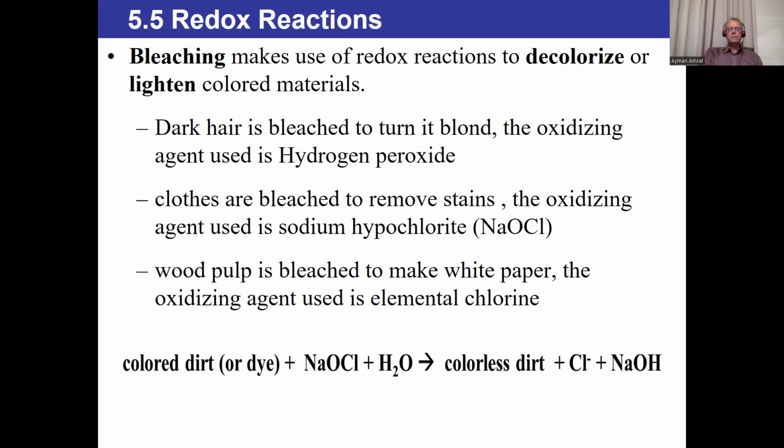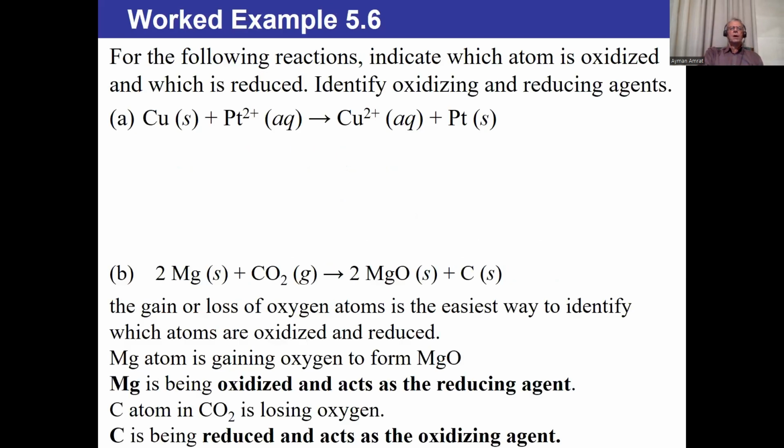In the example of bleaching clothes, colored dirt or dye with bleach, NaOCl in water, converts colored dirt to colorless dirt and Cl- and NaOH.